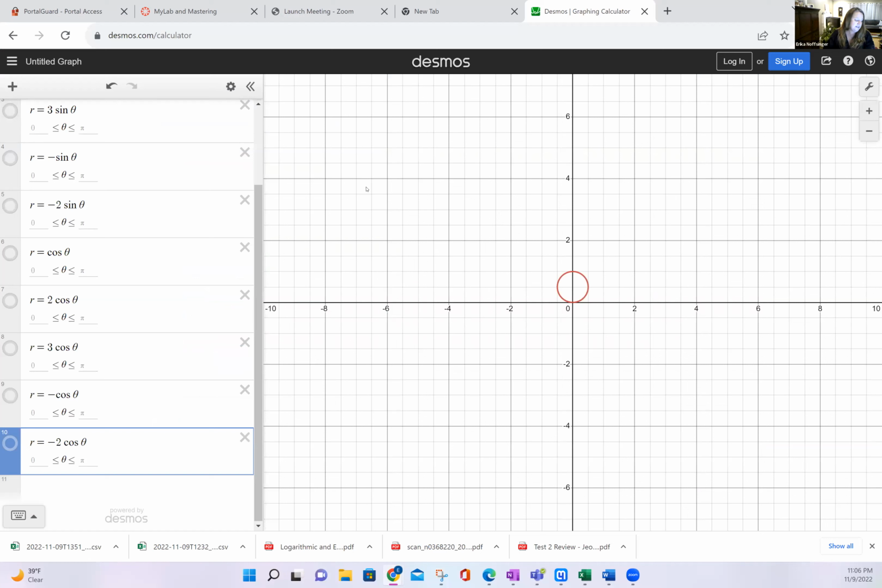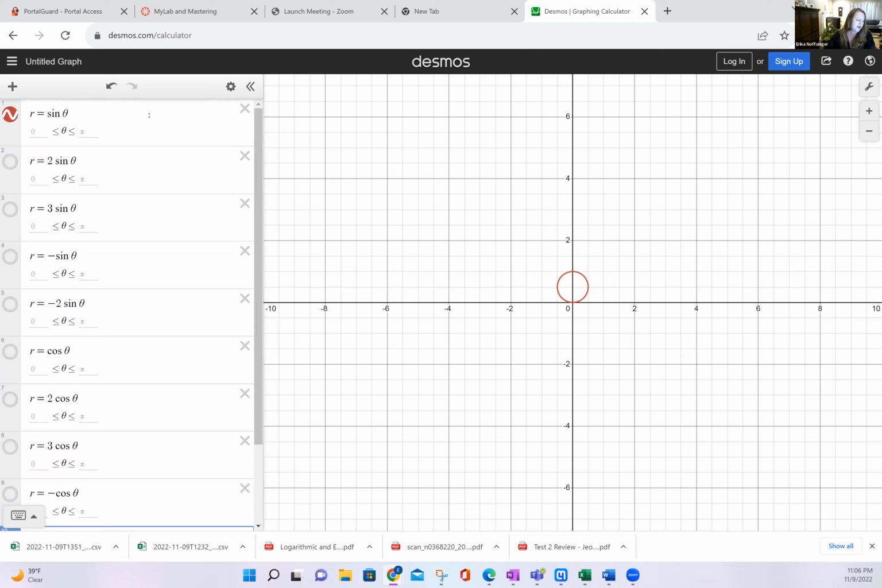Okay, so here we have Desmos. I have a lot of different equations written in here, but right now I have the equation r equals sine theta. Notice that shape, and the coefficient in front of sine theta is 1. It's a circle, symmetrical about the y-axis. My center here is at 0, 1, and my radius is 1.